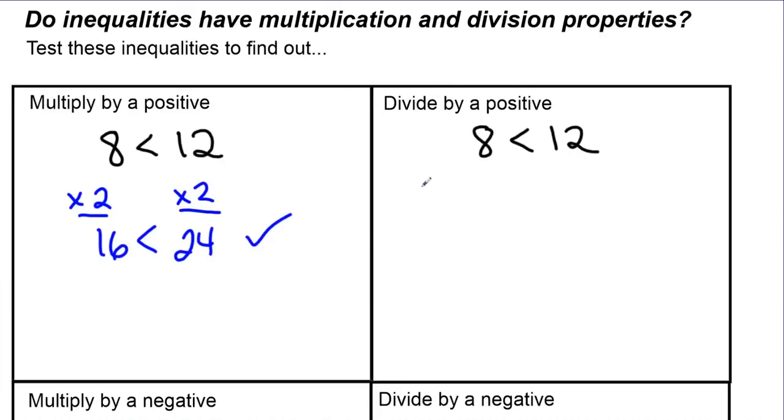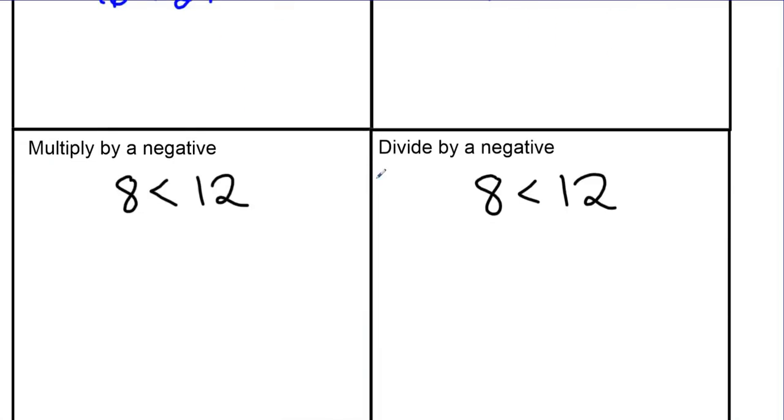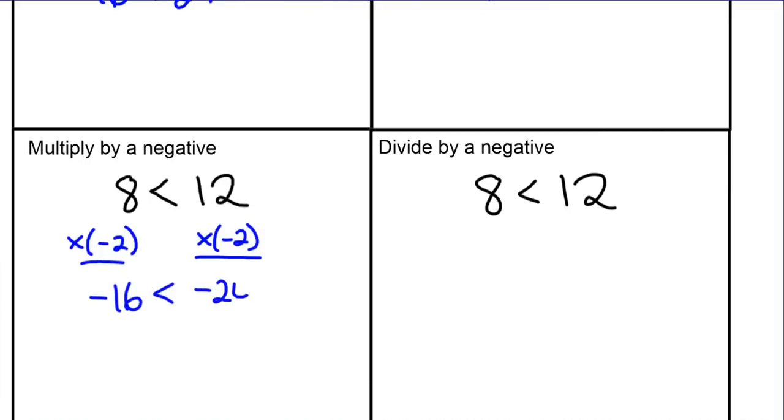What if we divide by a positive? Well, I'm going to divide by a positive 2. And I get 4 is less than 6, and that's still true. 4 is less than 6, so we can divide both sides by a positive number. I'm going to multiply both sides by a negative. I'm going to multiply by negative 2. And 8 times negative 2 is negative 16. Negative 16 is less than negative 24. That is actually false. Negative 16 is not less than negative 24.